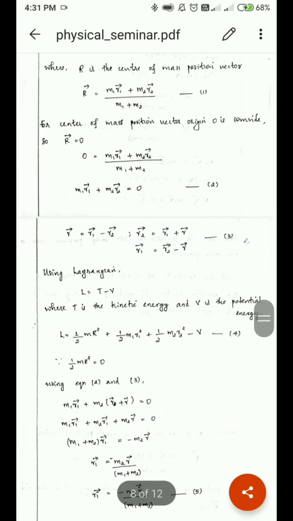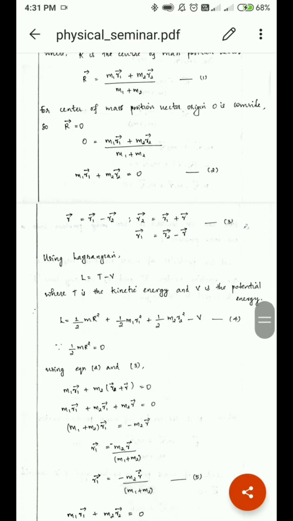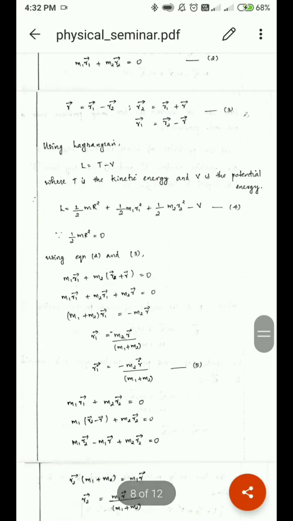This is equation 3. Now using the Lagrangian, we get that L is equal to T minus V, where T is the kinetic energy and V is the potential energy. L is equal to half M R dot squared plus half m1 r1 dot squared plus half m2 r2 dot squared minus V, which is equation 4. Now using equations 2 and 3 we can get that m1 r1 vector plus m2 of r2 vector plus r vector is equal to 0.